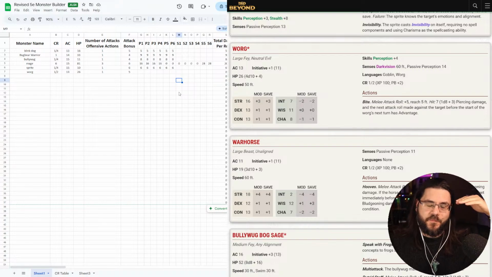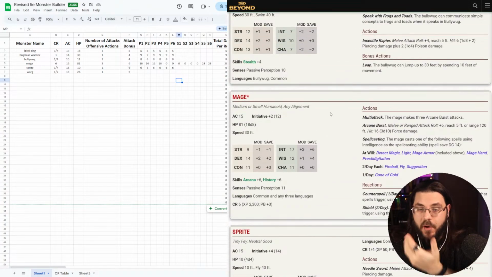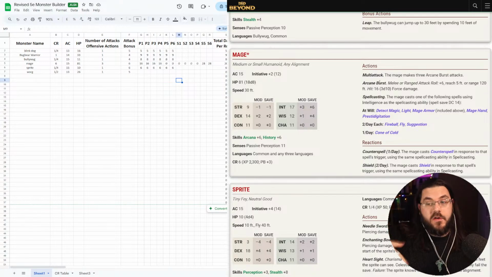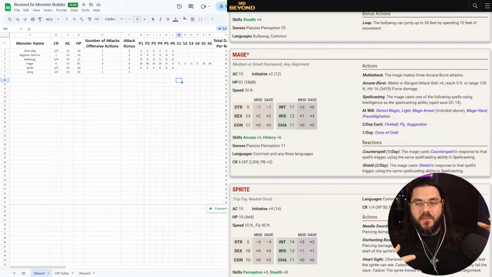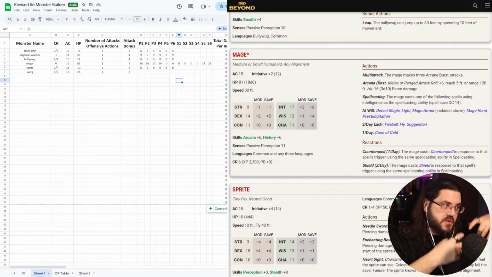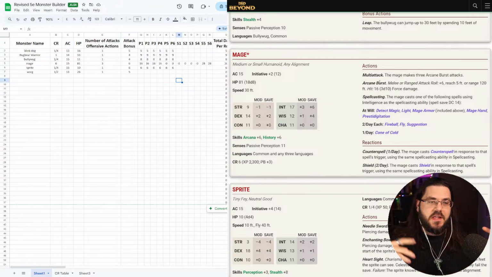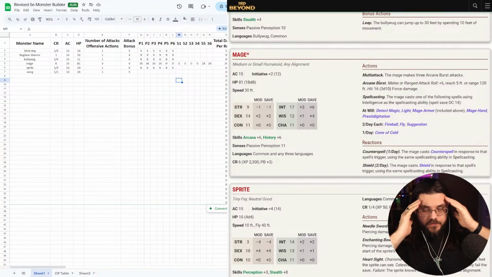So because some monsters can do a normal attack, like the mage is the perfect example, it's good that it has come up so early. The mage can arcane burst every single round, but then they can also fireball, which does a different amount of damage, but they can't do it every round. So it changes their average damage output.